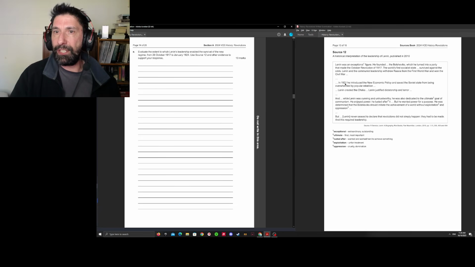Then we've got in 1921, Lenin introduced a New Economic Policy and saved the Soviet state from being overwhelmed by popular rebellion. Oh, this is a rich source. Popular rebellion.